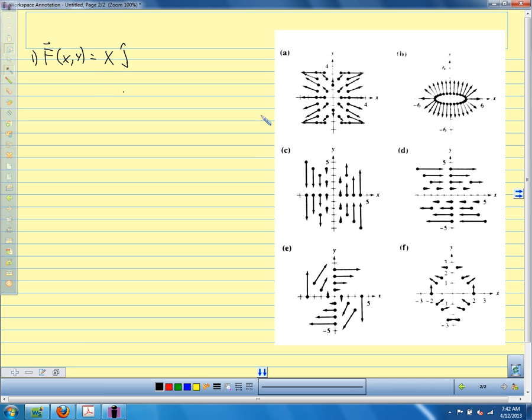So the way I would look at this one is I would say, all right, for every x value, I have a constant magnitude in the y direction. As x increases, the magnitude gets bigger. As x decreases, the magnitude gets larger, negative. So Griff says C. Constant magnitude for any specific value of x in the y direction only. So this would be C. So the next one.